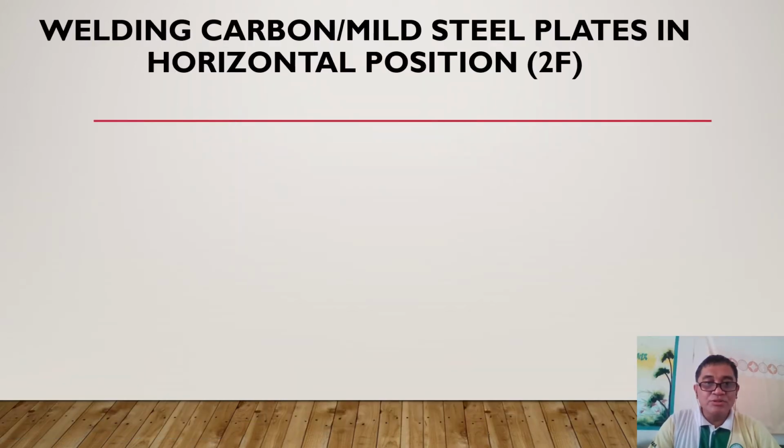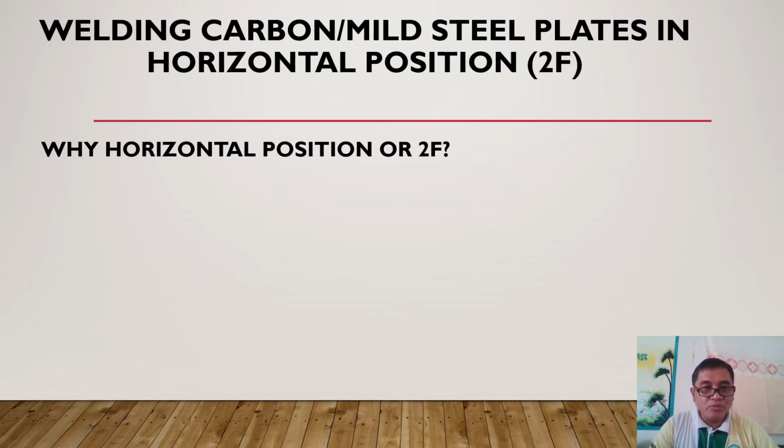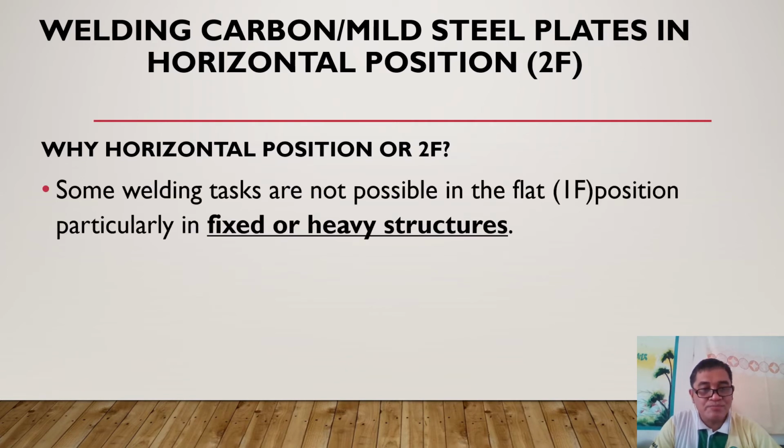Okay, let's move on to the horizontal position of welding. So why horizontal position or 2F? Why do we need to use this position in welding besides flat position? Well, the explanation is quite practical and simple. Some welding tasks are not possible in the flat position or 1F because there are some fixed or heavy structures that cannot be moved or are immovable. So you are forced to perform the horizontal position. So that's why we need to be aware of this kind of position in welding.